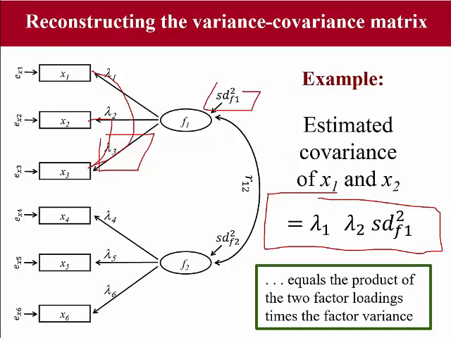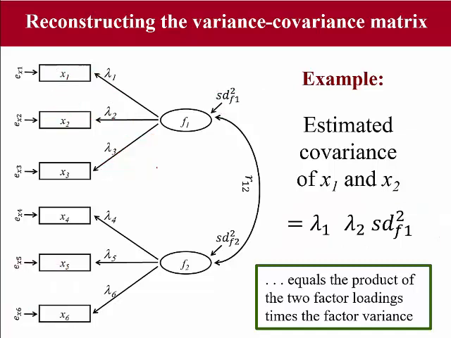In this case, we can use lambda 1, lambda 2, and our factor variance to estimate or reconstruct the covariance between item x1 and item x2. And in that way, we could go through, and there would be formulas for everything for an entire variance-covariance matrix, and we can use the parameter estimates from our model to reconstruct the variance-covariance matrix.